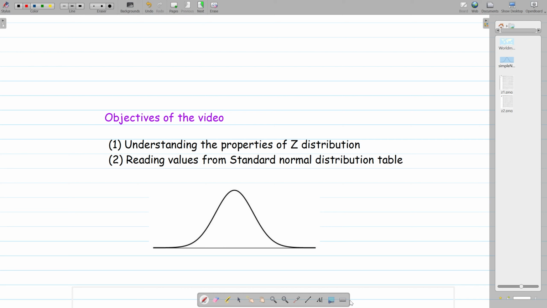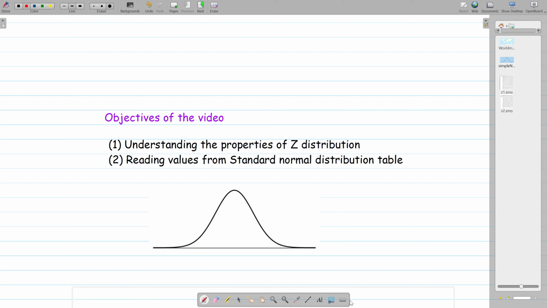In this video, we are going to talk about Z distribution. The objectives of the video: understanding the properties of Z distribution. At the first phase, we are going to understand what the properties of Z distribution are, and next we are going to learn how to read values from the standard normal distribution table.